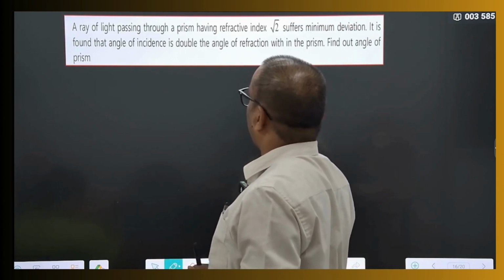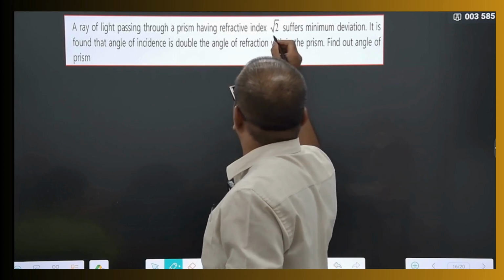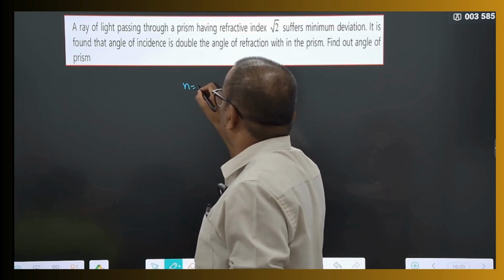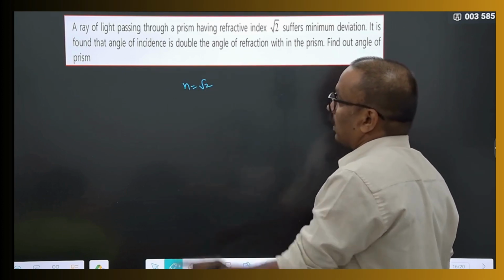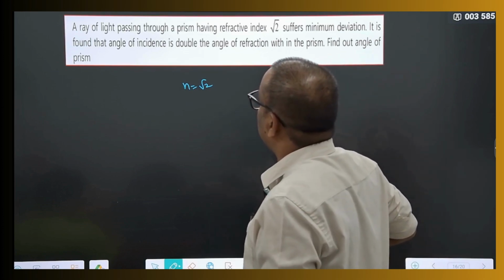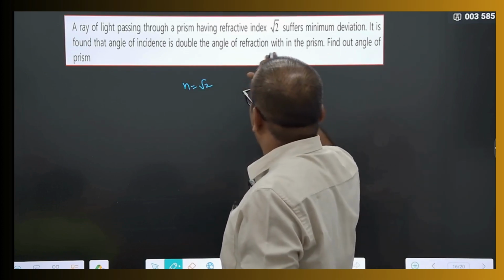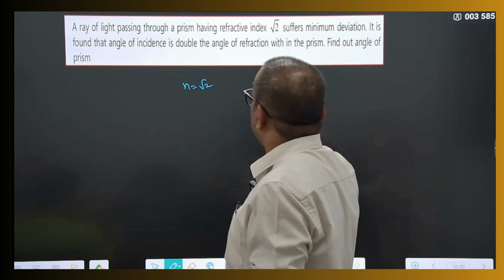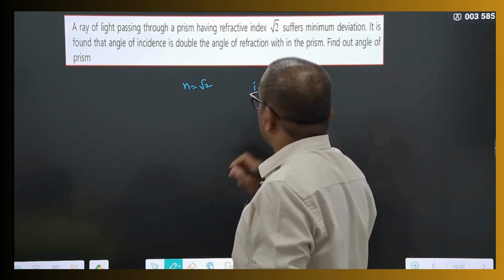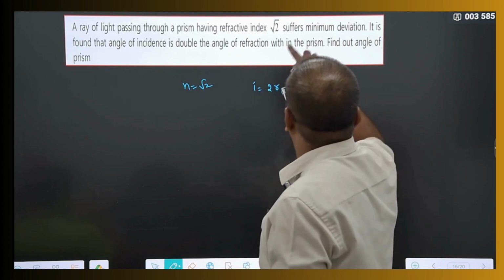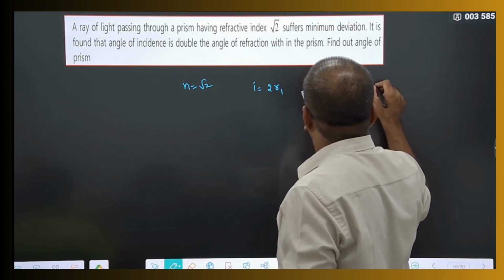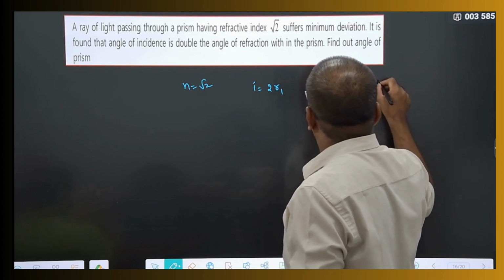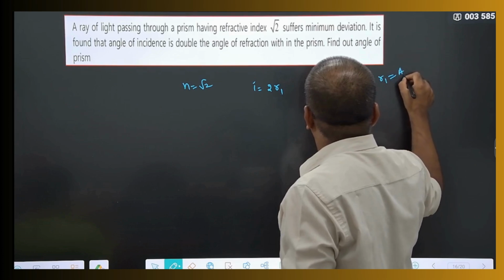Let us see this question. A ray of light passing through a prism of refractive index root 2 suffers minimum deviation. It is found that the angle of incidence is double the angle of refraction within the prism. That means the angle of incidence is 2 times R1. But at minimum deviation, R1 will be equal to R2. That implies R1 will be equal to A by 2.